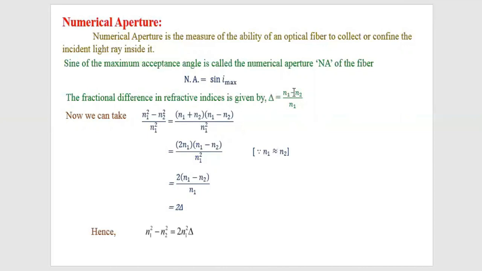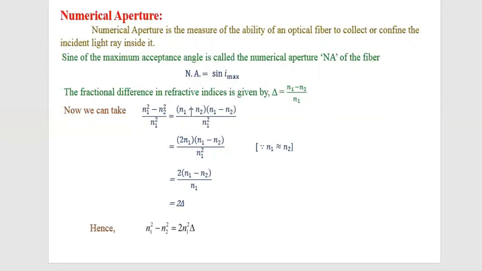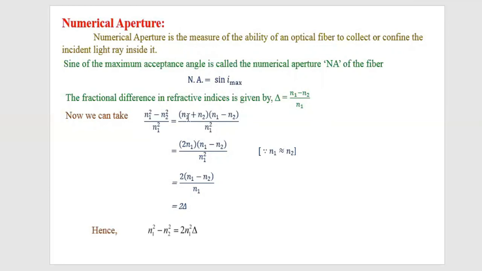So that means (n1 minus n2) by n1 is given as delta. So this is the fractional difference. Now let us take, because sin I maximum has root of n1 square minus n2 square, so for that, let us take (n1 square minus n2 square) by n1 square, that is (n1 plus n2) into (n1 minus n2) by n1 square.